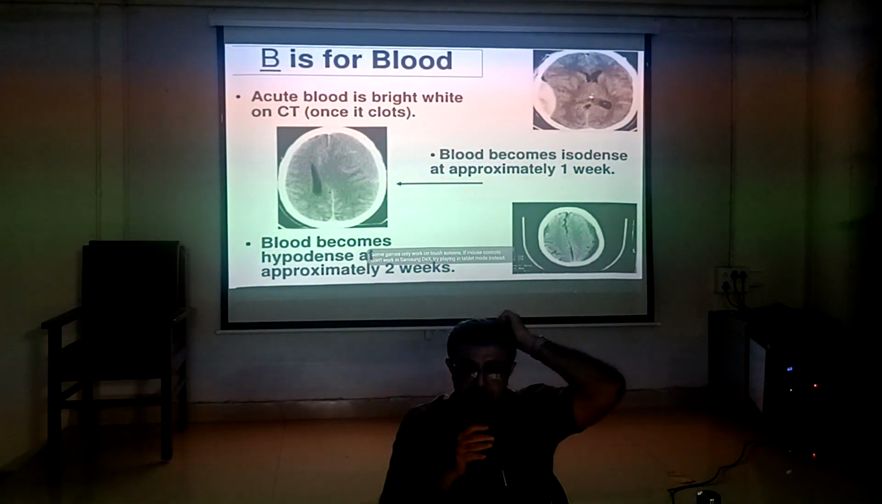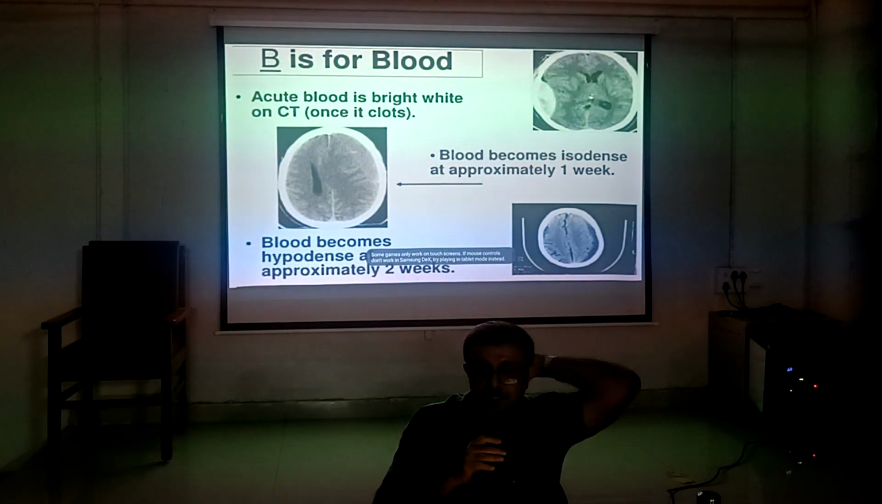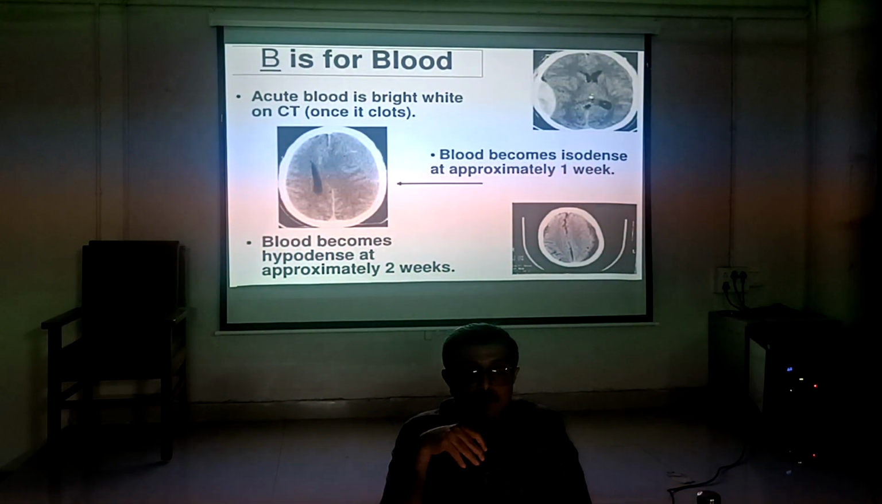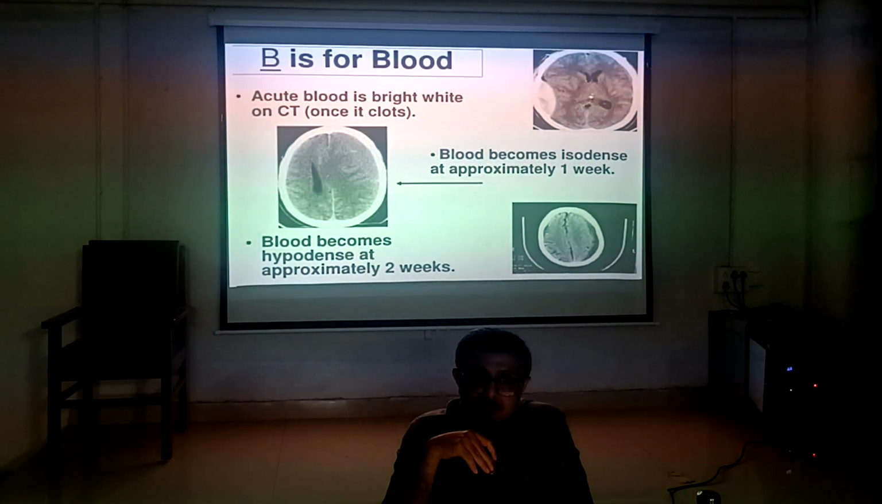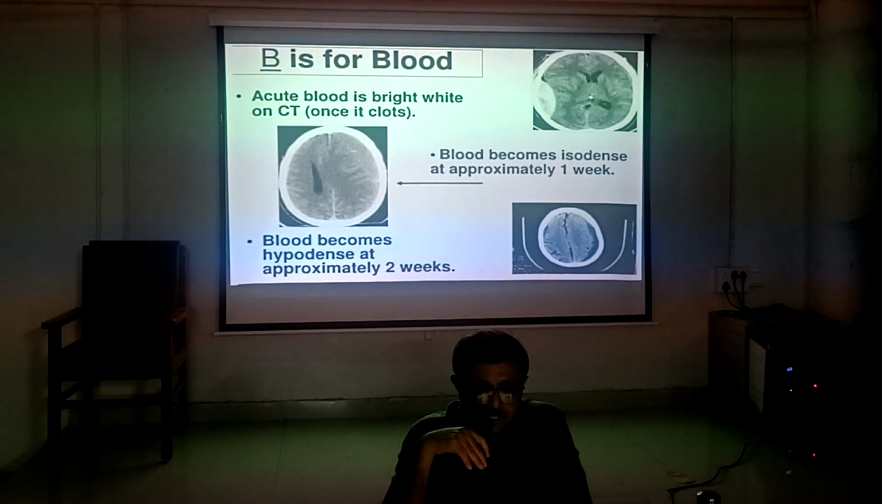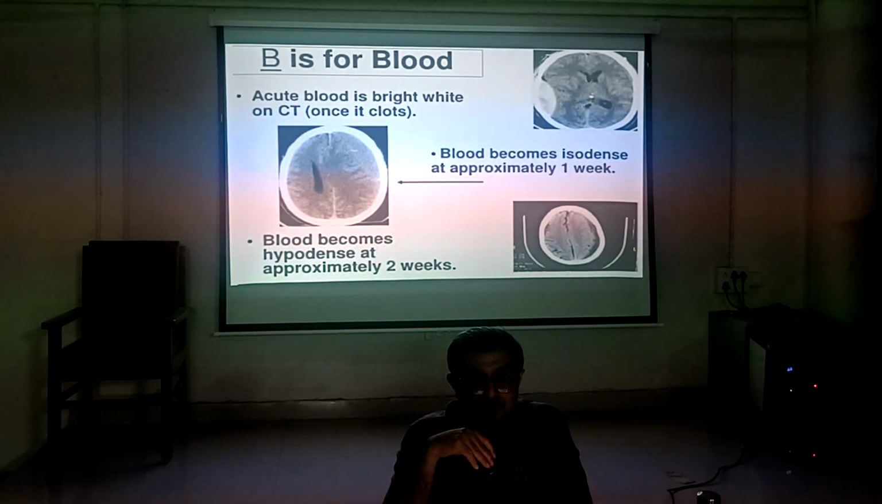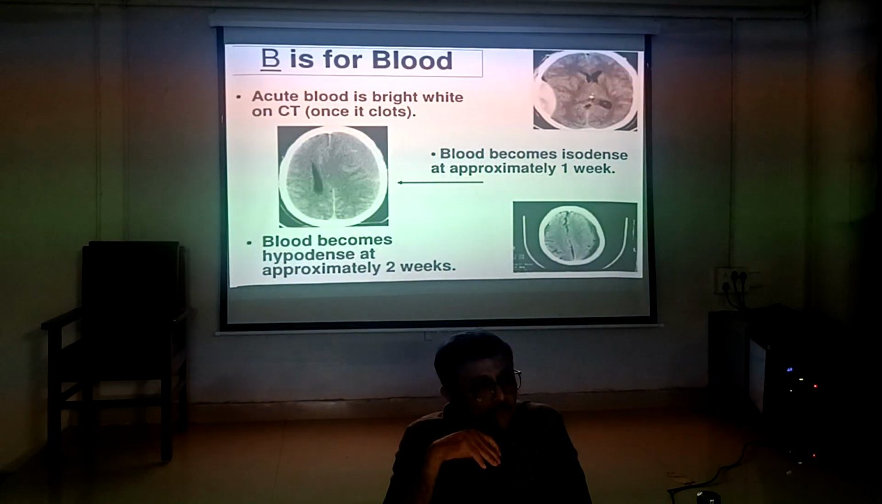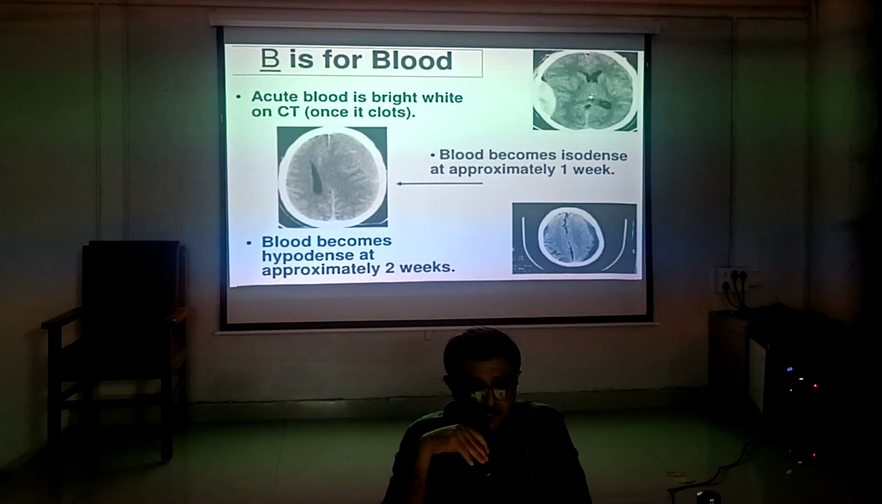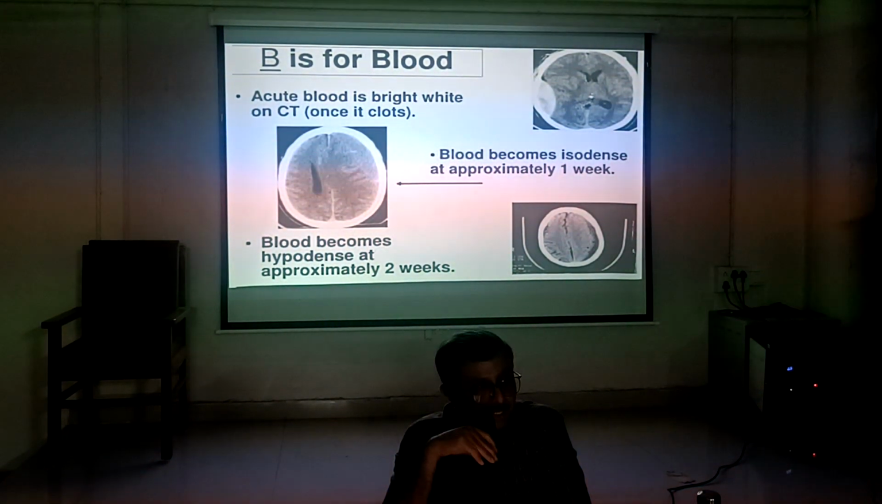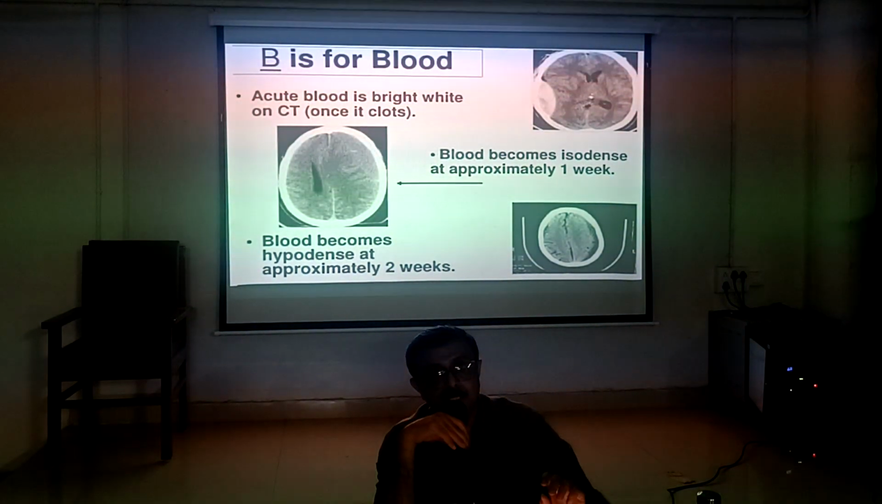Okay, so a blood clot at first is white in color. After 1 week it becomes isodense. Hematoma becomes isodense, and after 2 weeks it becomes hypodense, black. So chronic hematoma is black, acute hematoma is white. It happens especially in SDH.